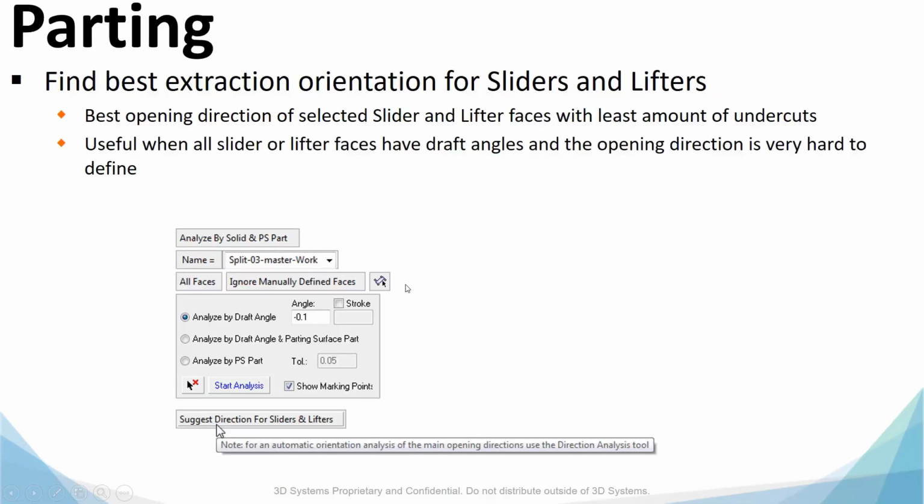Moving on to the parting. In the parting, we can now find the best extraction orientation for sliders and lifters. There's a new option, suggest direction for sliders and lifters, and it finds the best opening direction of the selected slider and lifter faces with the least amount of undercut. It's very useful when all slider or lifter faces have draft angle and the opening direction is very hard to find.